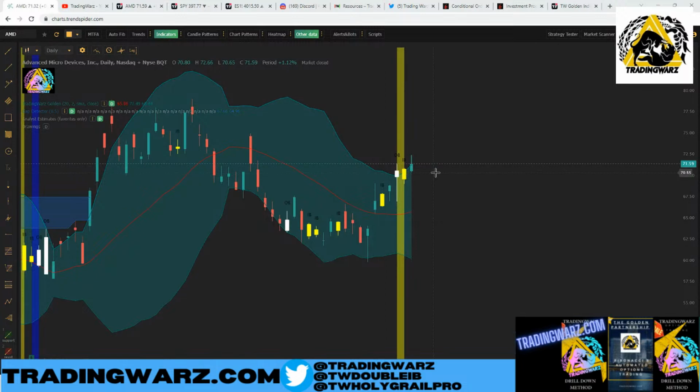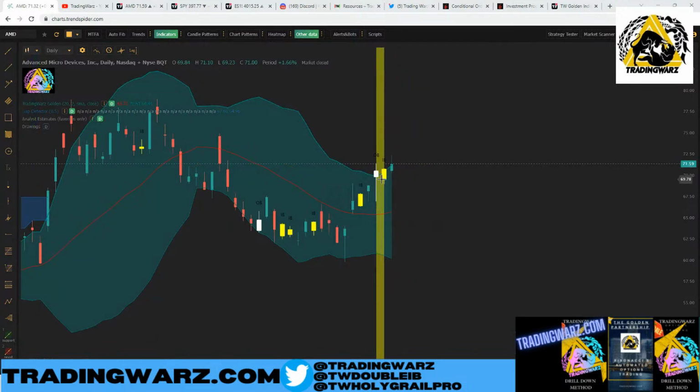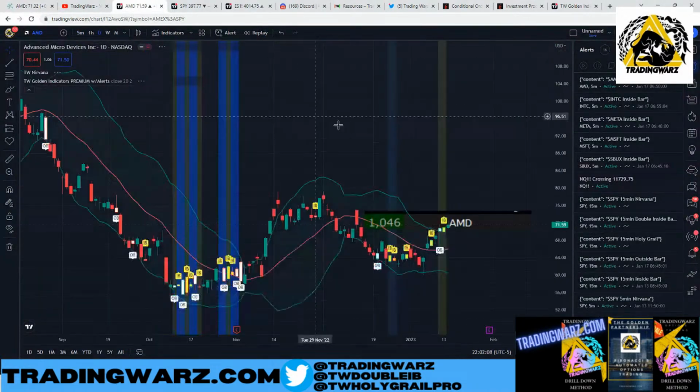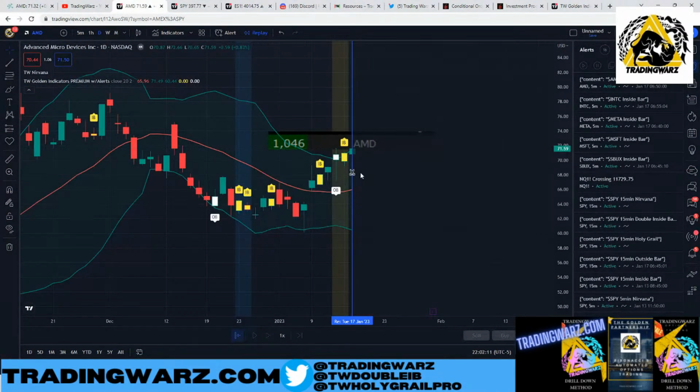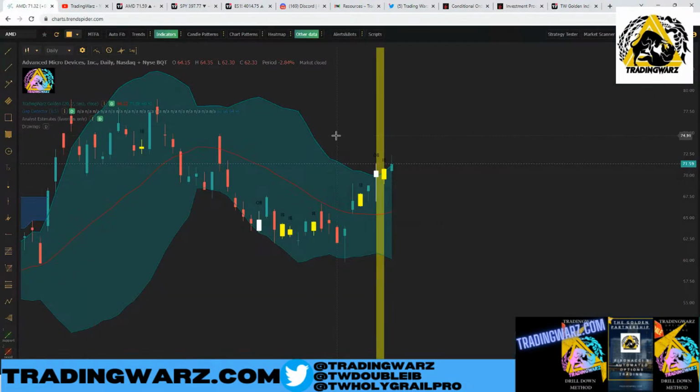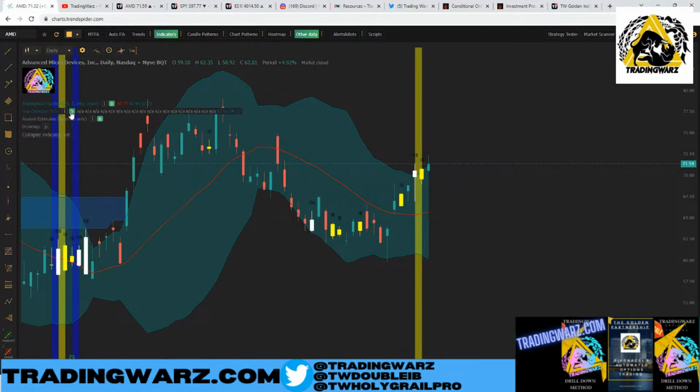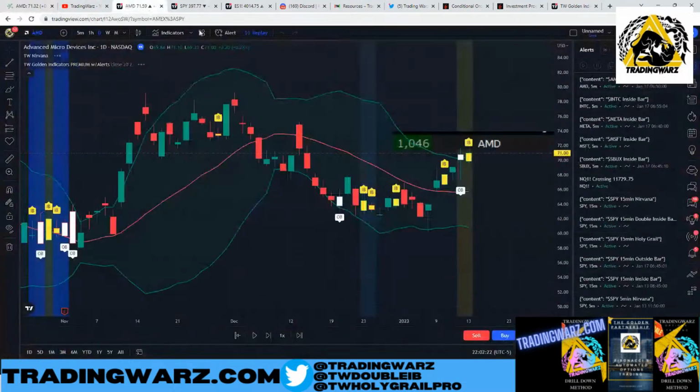And the holy grail is one of my go-to patterns. What it is, it's an outside bar followed by an inside bar, right? So if we go back to the daily here, we can also see that we had that outside bar followed by the inside bar. Last night we used TrendSpider, and I showed you guys how to scan for these holy grail patterns using the Trading Wars scanners. And then we had our trade setup.